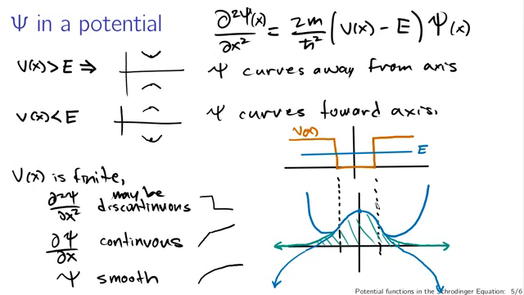So these are the sorts of things that the potential function tells you about the wave function: in general, what direction it curves, how much it curves, and how quickly. And of course, doing this quantitatively requires a good deal of mathematics.